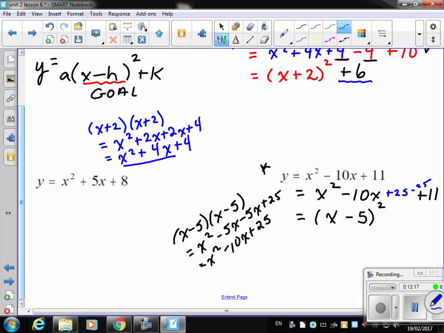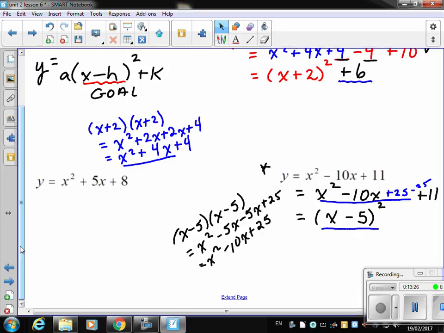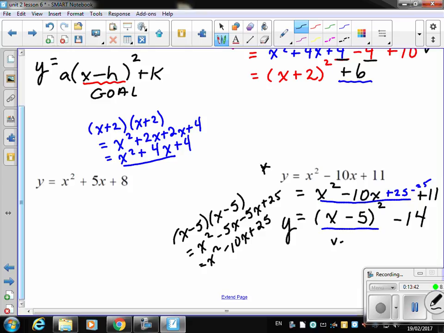The first 3 terms, x squared minus 10x plus 25, is this perfect square. The negative 25 and the 11 is going to be that elusive k value. So y equals x squared minus 10x plus 11 is the same as y equals (x minus 5) squared minus 14 in vertex form. So this one has a vertex at (5, negative 14). This form doesn't tell us a whole lot, but it does tell us that the y-intercept is 11.